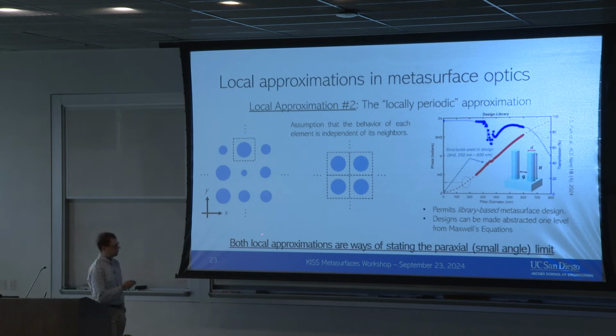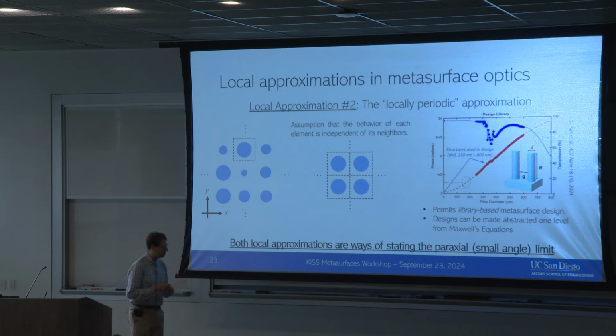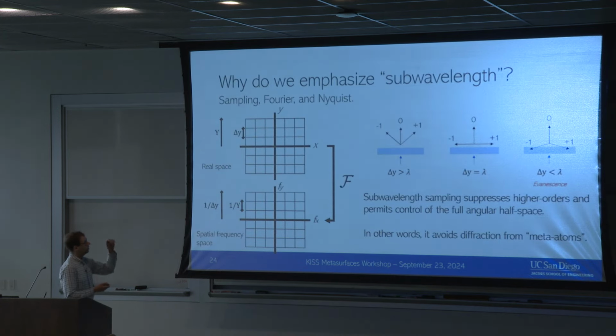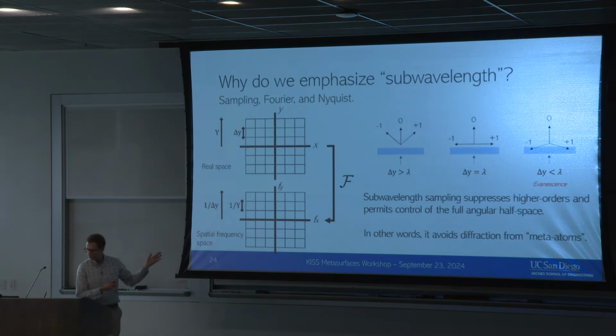Now, both of these local approximations, the one about the locality of the transfer function and this one about the local periodicity of the elements, are ways of stating the paraxial limit. They're ways of stating that we're operating at small angles. In general, for large angular displacements or angles of incidence, we have no choice but to solve Maxwell's equations in full. Okay, another question to ask is why do we emphasize sub-wavelength?